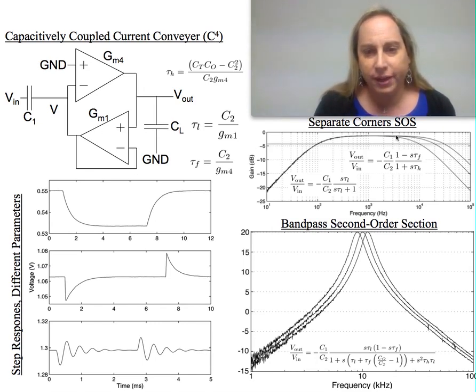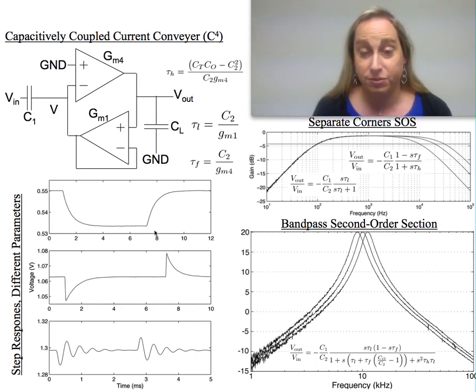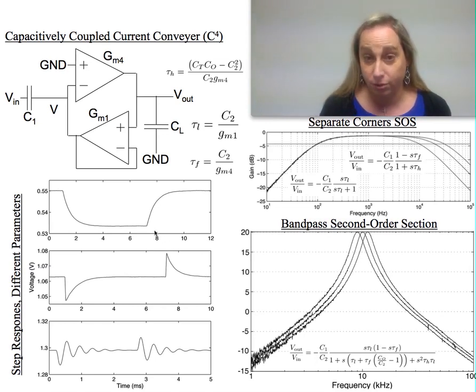This is where you begin to talk about what's possible with this. What's nice is if I have separated corners, I can move one by simply changing the bias current of GM1, back and forth. The same thing is true for the high corner, which I can move back and forth by changing GM4, and they're fairly independent. If I look at the step response for very slow things, I made the corners very slow, so as a result it looks like just a low pass.